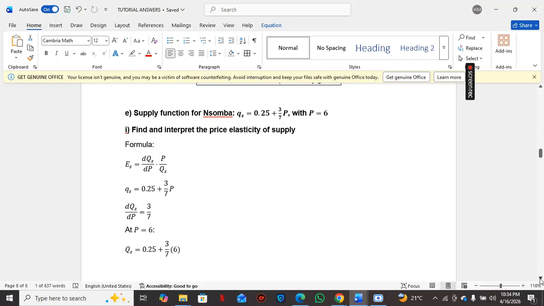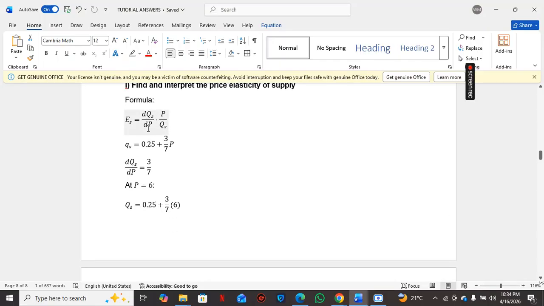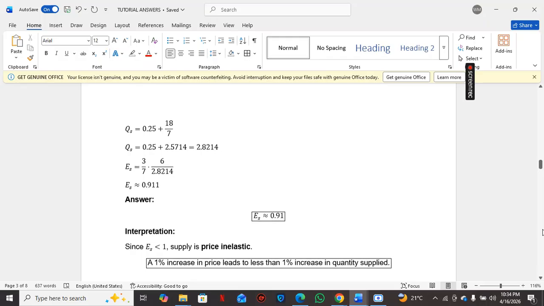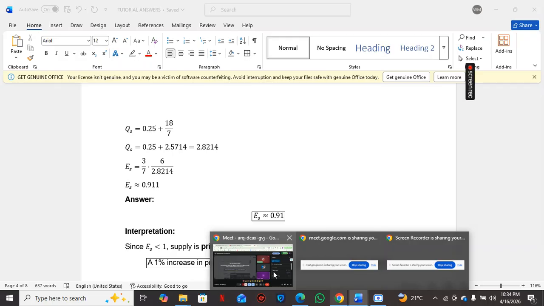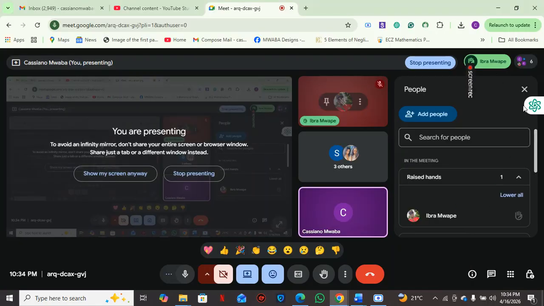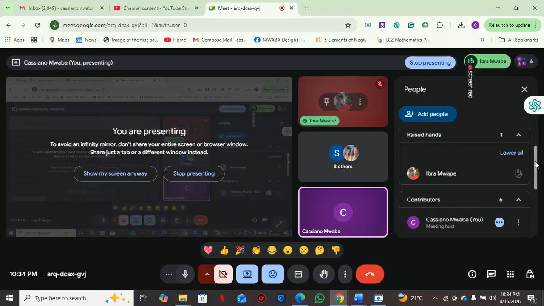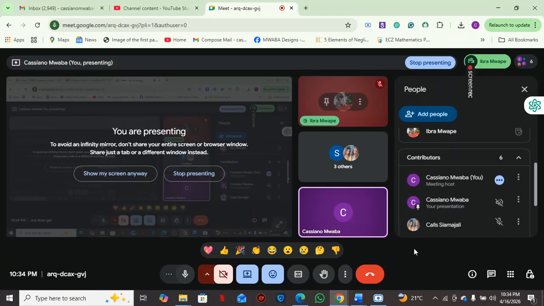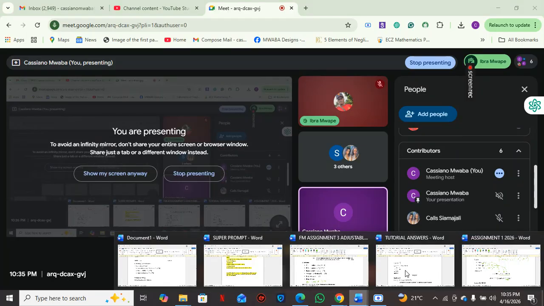Okay. So when I sent you this document, this one was derived with the fraction. As you can see here, 0.25 plus 3 over 7p. Then when you derive, you get 3 over 7 like this. Okay. Someone was trying to join. Okay, so we go to the next part.